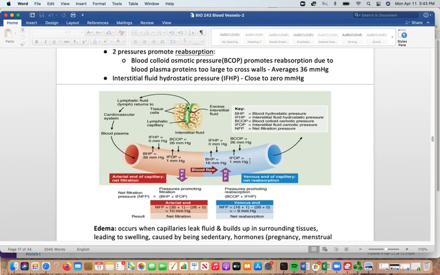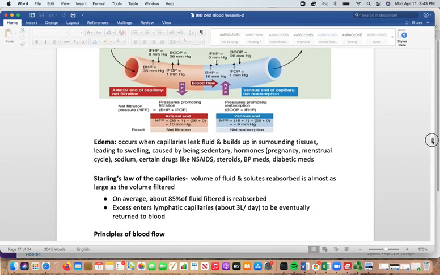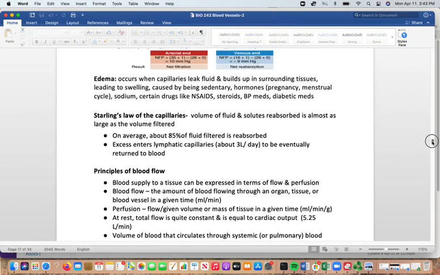So again, this is just reviewing that picture from above. Edema occurs when the capillaries leak fluid and it starts to build up in surrounding tissues. So this can lead to swelling. Some causes include being sedentary, particularly for long periods of time. Hormones can influence this, particularly ones during pregnancy or the menstrual cycle. Sodium can influence this. Certain drugs like the NSAIDs and steroids, blood pressure medications, and diabetic medications can influence that.